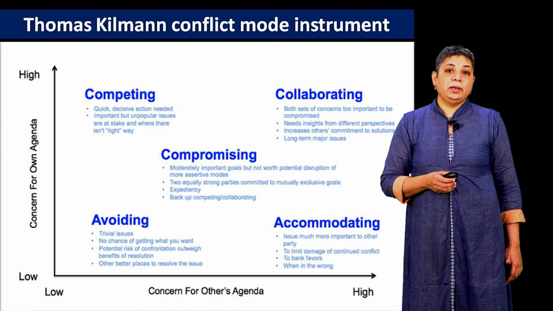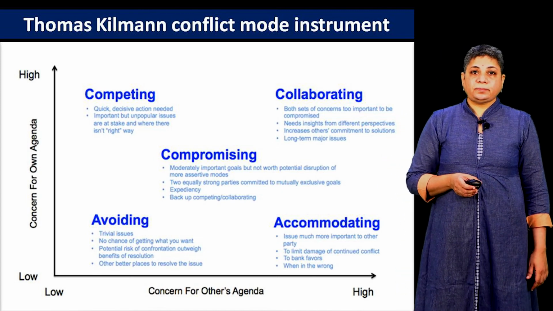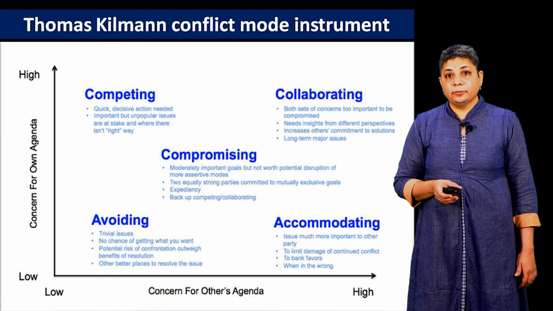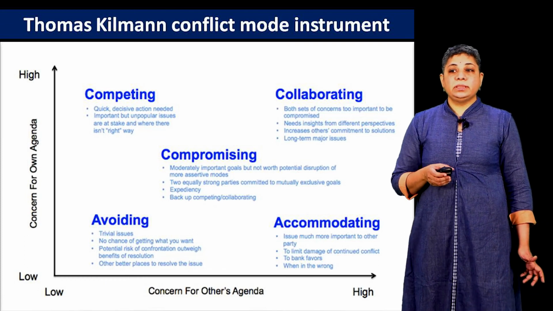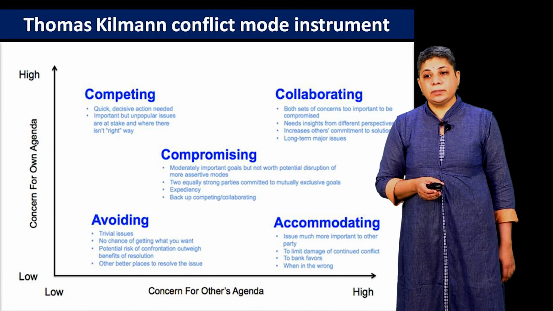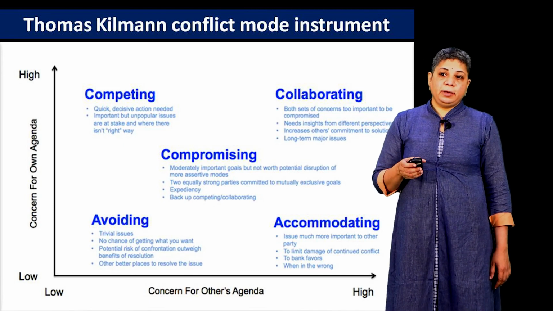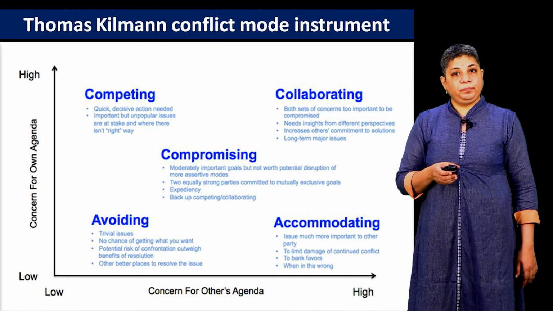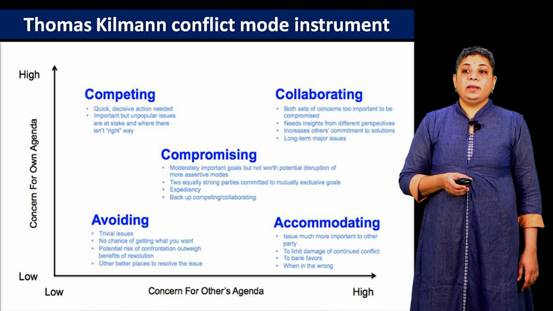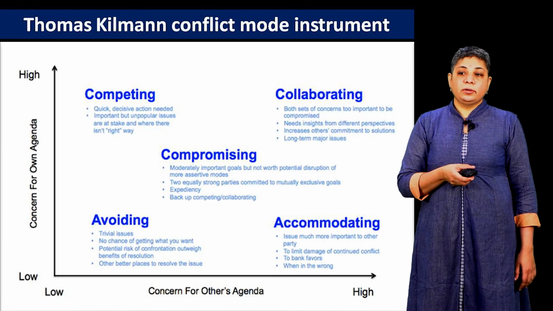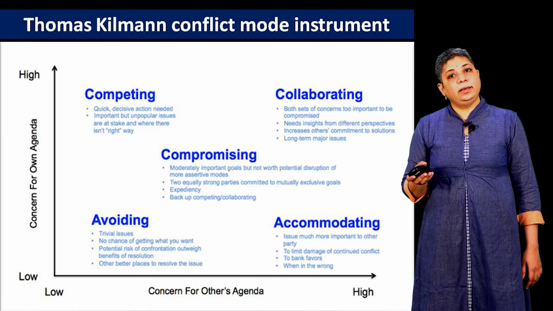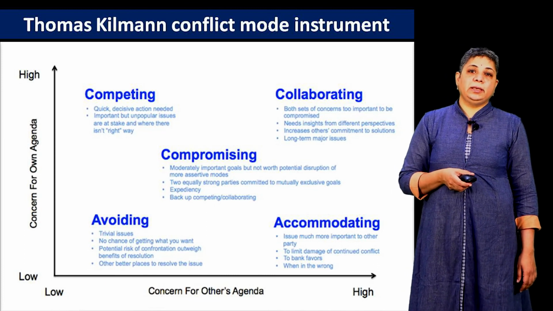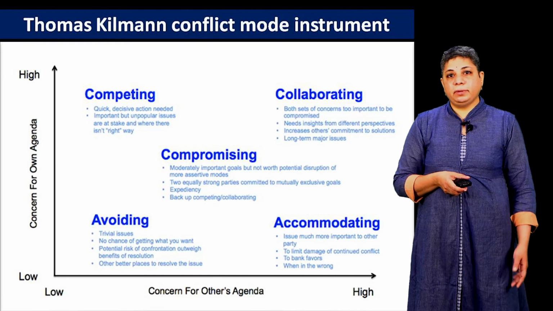Now this is one instrument which will make us understand how different people respond to conflicts and why they do so. In this, what Thomas and Kilmann have done, in the early 90s, is they plotted two things. One is concern for others' agenda and concern for own agenda. They have plotted these against each other, so one end of the x-axis is low concern for others' agenda, the other end is high, and on the y-axis we have low concern for one's own agenda going to high concern for one's own agenda.